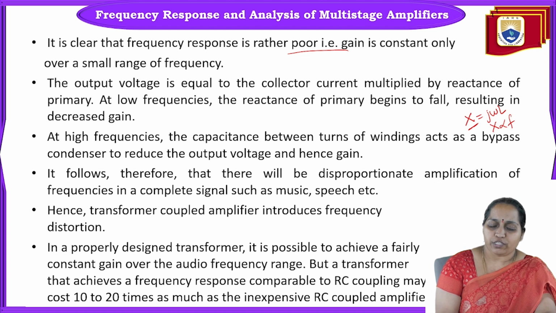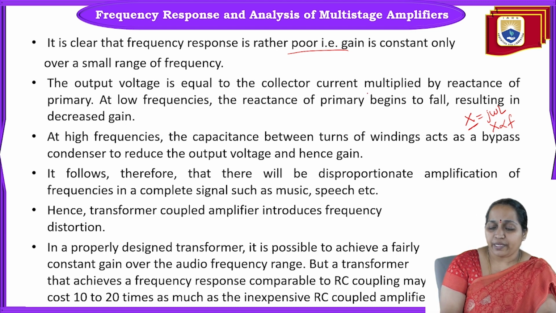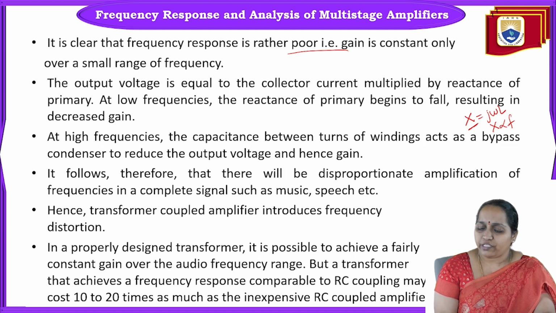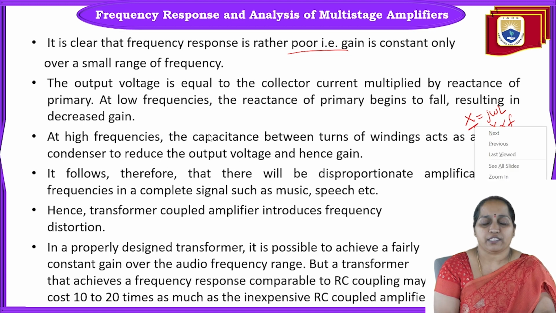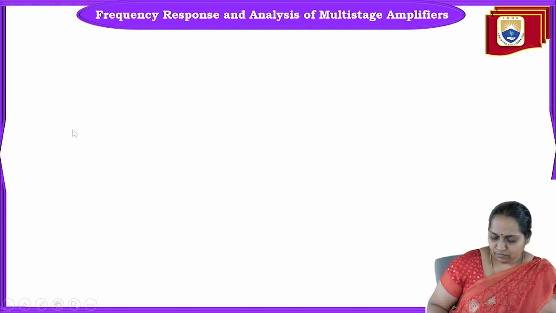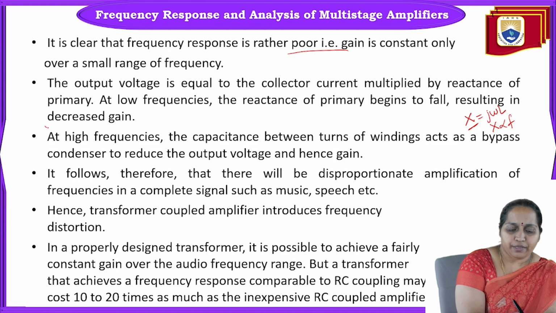So, reactance is less, so the gain will also be reduced. Output voltage is equal to the collector current multiplied by the reactance of the primary. So, at lower frequencies, reactance is less, which means indirectly the output voltage will also be less. As a result, the gain will also be decreased.